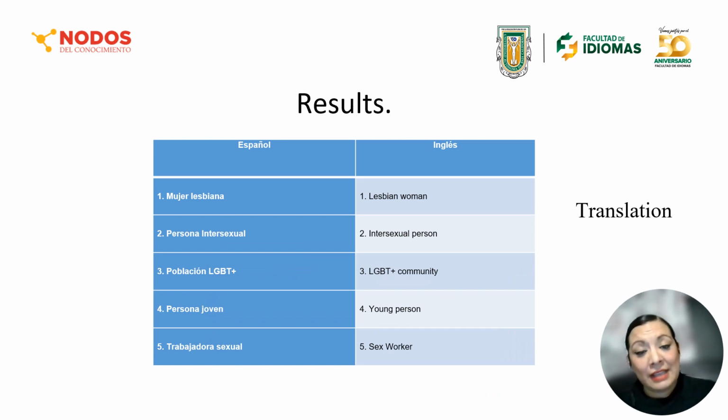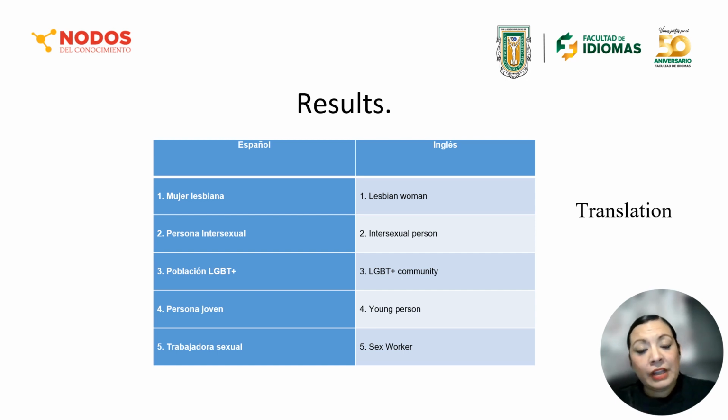The recommended translations were, of course, not big surprises. Mujer lesbiana, the recommended translation is a lesbian woman. Persona intersexual, intersexual person. Población LGBT+, LGBT plus community. Persona joven, a young person. Trabajadora sexual, sex worker. So actually, there's not a big surprise in the recommended translation, which means that we might be following the same paths when we are talking about inclusive language. There are no very surprising differences. We are following the same steps or the same paths in both languages.